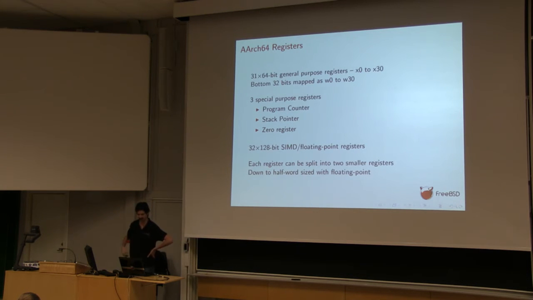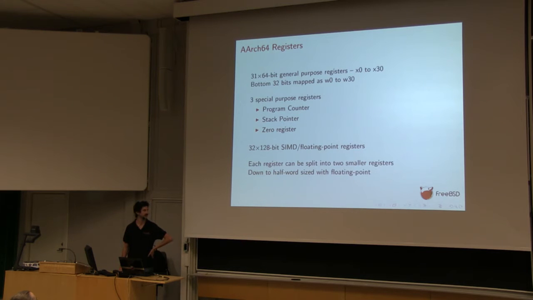if you call into a function. And the bottom 32 bits are mapped to our 32-bit registers, so the X means 64-bit and W means 32. And then the program counter and stack pointer are special, and there's a zero register, which you can write to as much as you like, and always read 0.